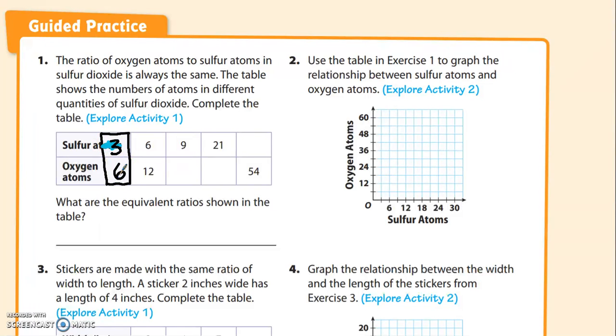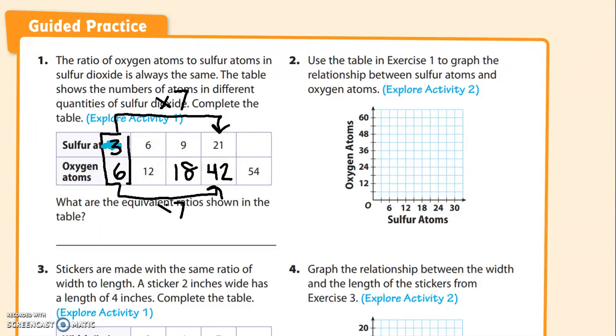And then what I notice is that this missing term right here is 3 times greater than this. 3 times 3 is 9, so 6 times 3 is 18. So this term has to be 18. And I can go ahead and erase this because I'm not going to use that anymore. This is the way I get the next one. How would I get from 3 to 21? I would multiply by 7. So you have to multiply the oxygen also by 7, and I would get 42.